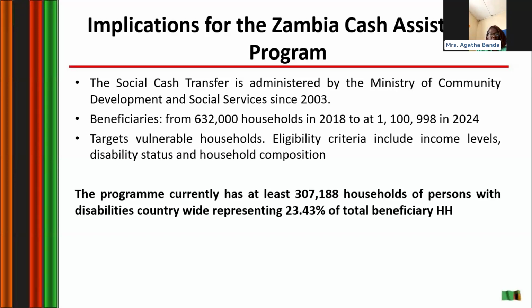And for households with persons with disabilities, they represent about 23.43% of the total, which gives us somewhere around 307,000 households. So you can proceed to the next.